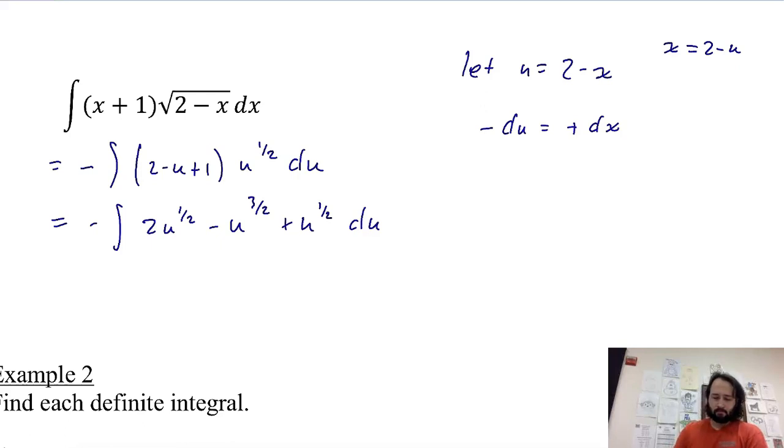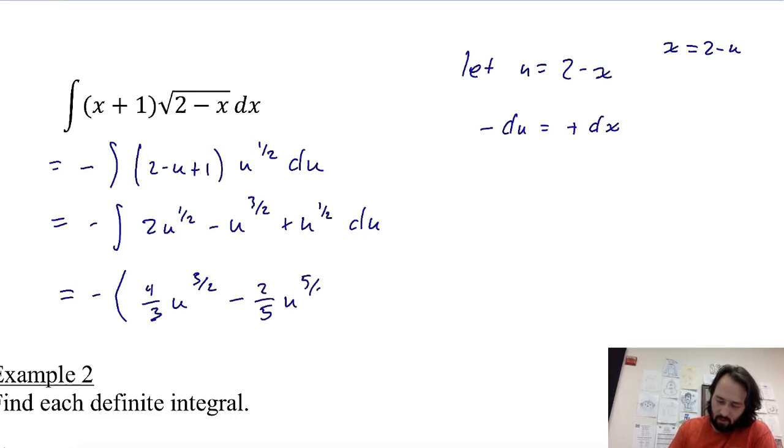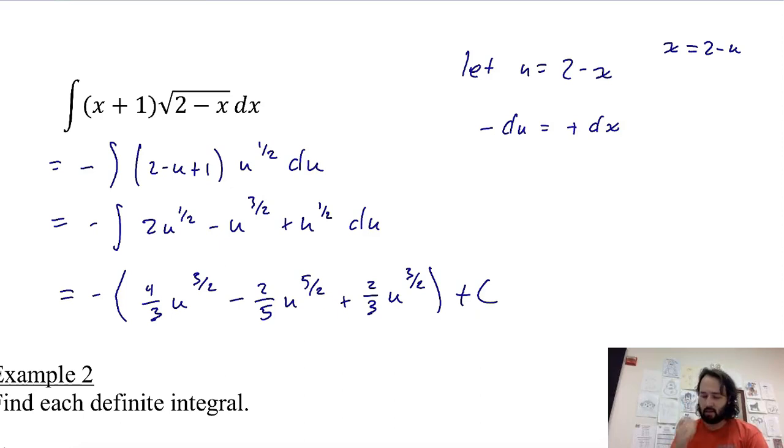Okay, so now that we have that, then we can do the antiderivative. I'm going to leave the negative factored out of this whole thing. Let's see, 3/2, so 2/3, so 4/3 u to the 3/2 minus 2/5 u to the 5/2 plus 2/3 u to the 3/2, and then plus c. It doesn't matter if you put it on the inside or outside, it's just a constant. And I would probably just leave my answer like this essentially, but I need to go back and substitute in my u. So it's just a lot of writing.